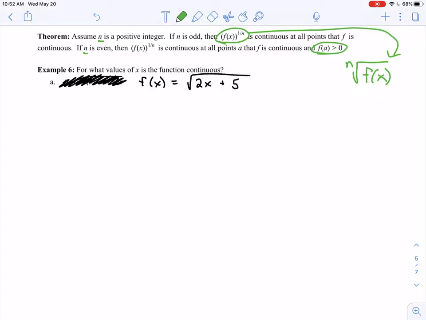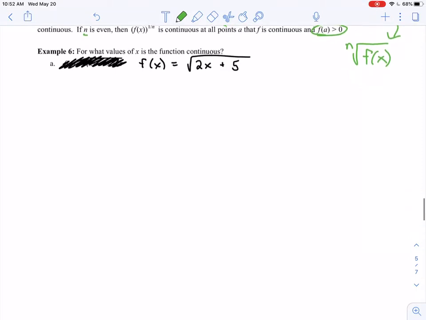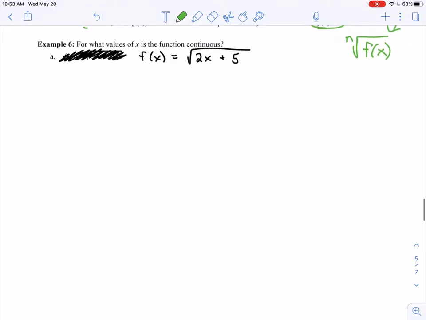So what we want to do is look at the index of the root, or the denominator of our power, depending on the notation that we have here, and just try to determine, okay, first of all, is that even or odd? And then if it's even, then we might have a little bit more work to do. So we're going to look at a couple of root functions here just to determine where our function is continuous. So here, let me go back to blue. I have f of x equals square root of 2x plus 5.